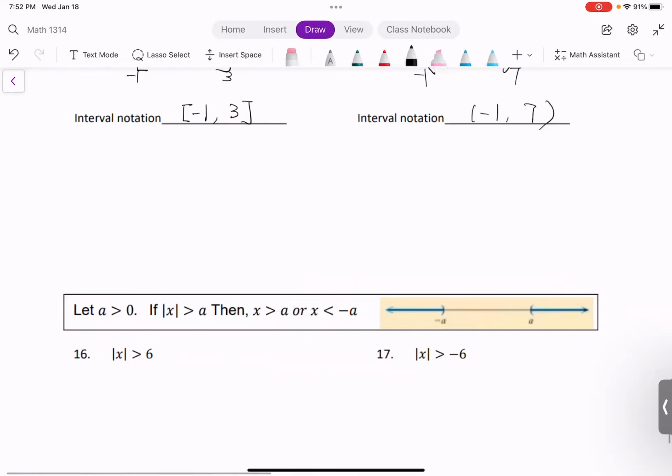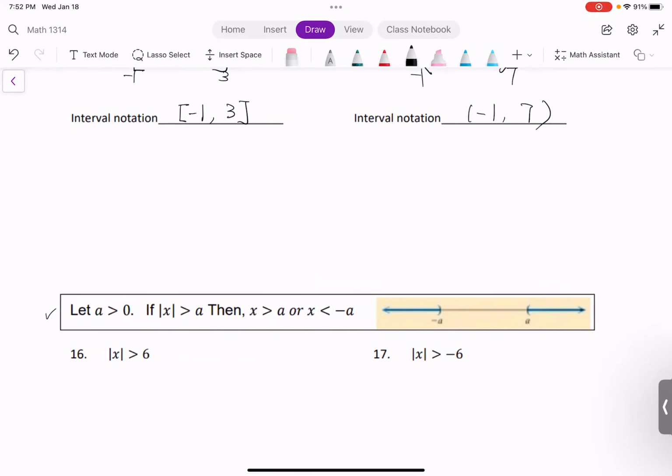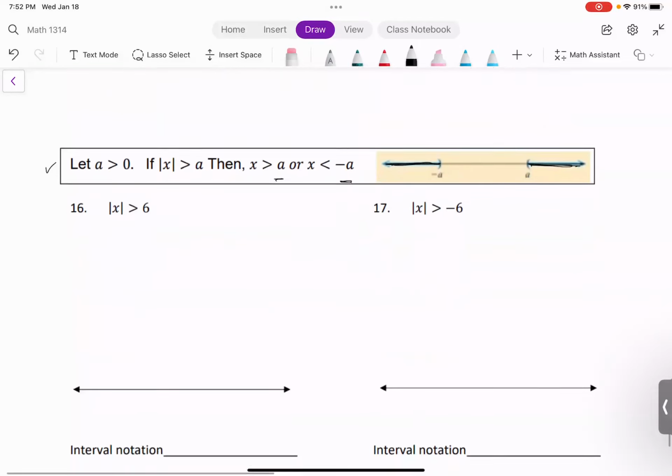Okay, let's come back to the definition. Let a be greater than 0. If the absolute value of x is greater than a, then x is greater than a, or x is less than -a. So x could be in this area or in this area. Let's see the example. Absolute value of x is greater than 6. We have solved this one. x is greater than the big number 6, or x is less than the small number -6.